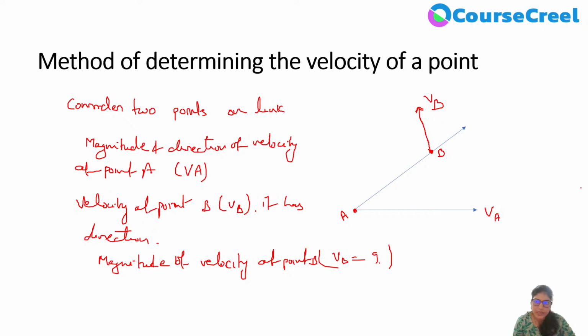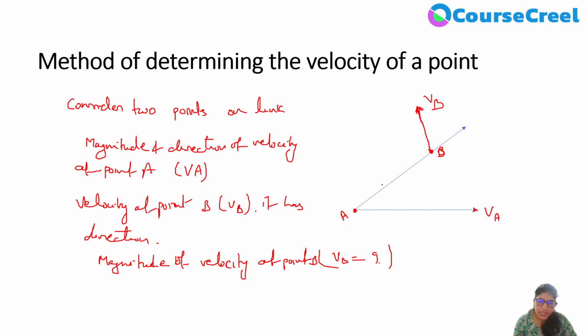So here we are considering 2 points A and B on a link, and the velocity at point A is VA, which is known in magnitude and direction, and at point B we are having velocity. This is the direction of point B, which is known in direction only. So we have to find out the magnitude of this.